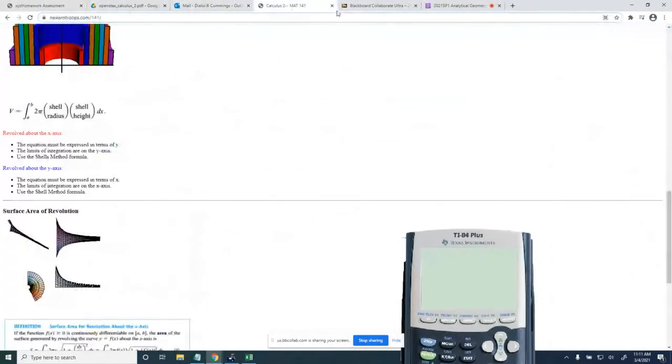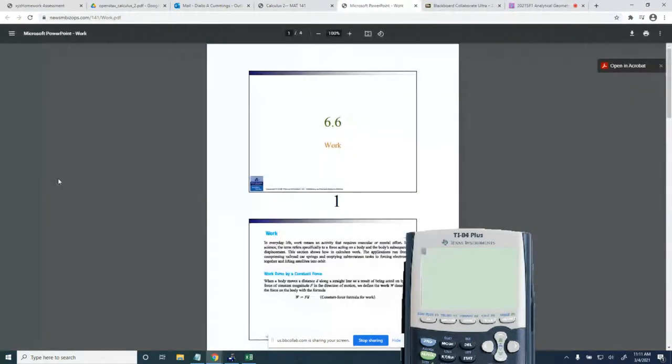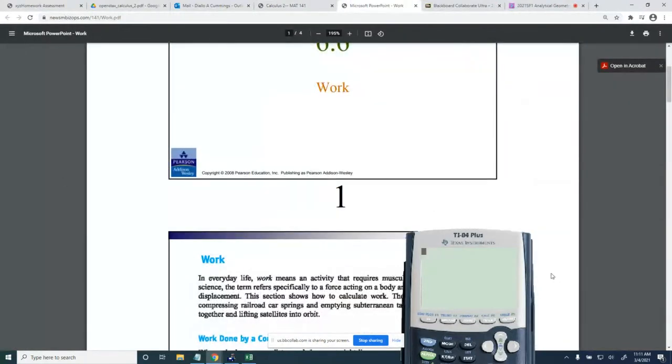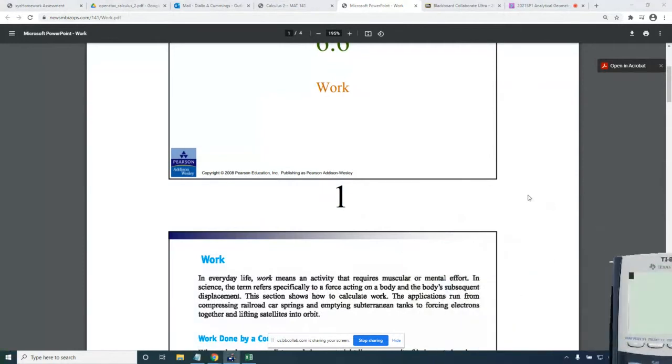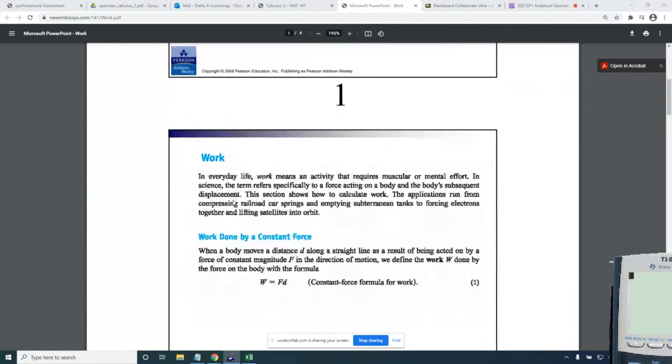Okay, where am I? All right, and I'm going to bring up the set of notes. It says section 6.5. But since this was a different textbook, the chapter numberings may be off. In this section, I believe it's 2.5. We're going to look at 2.4 or 2.5. We're going to look at work.